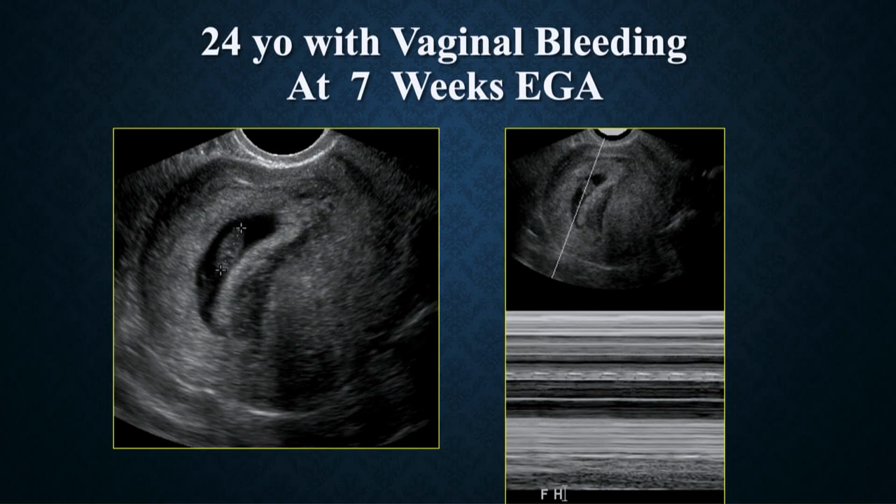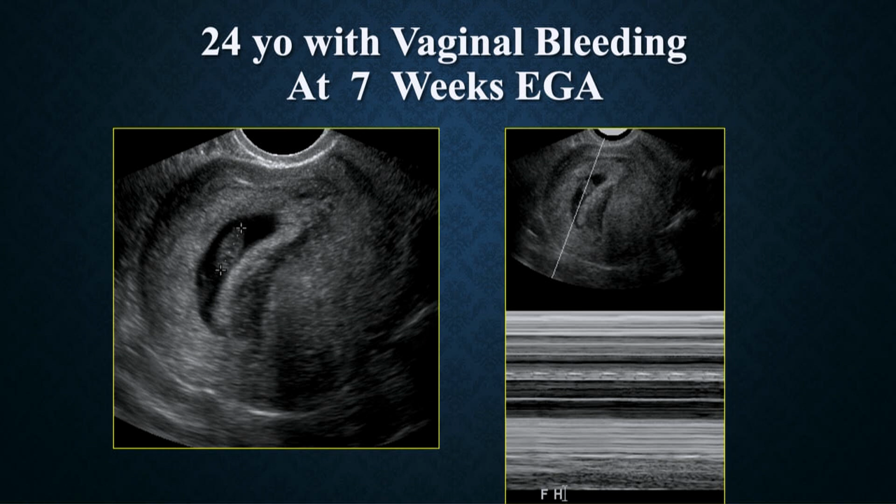So here's our first case. A 24-year-old presents with vaginal bleeding, estimated to be 7 weeks gestational age. And here on our transvaginal scan, we can see the gestational sac. We have an embryo, and we can appreciate that there's a heartbeat on the M mode. One of the other things that we'll notice is that we have this hypoechoic collection right behind the gestational sac. It looks like it's even flattening the sac a little bit on this image.